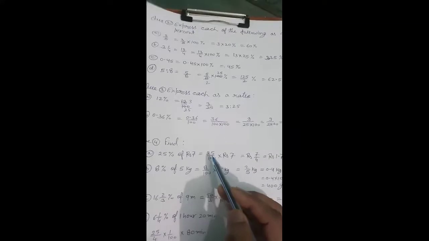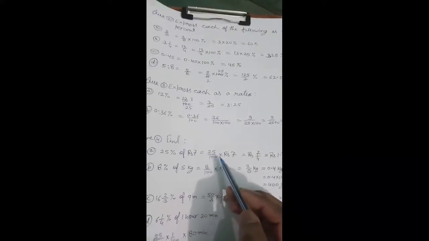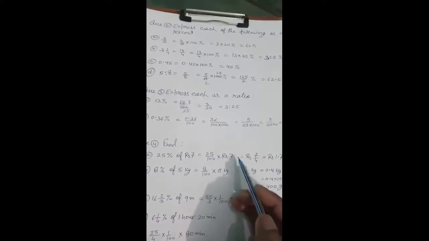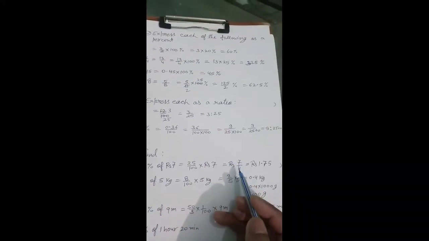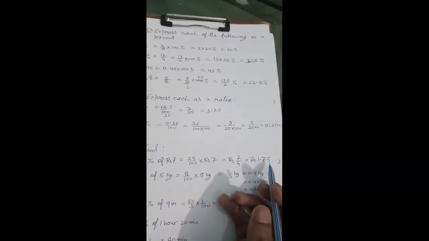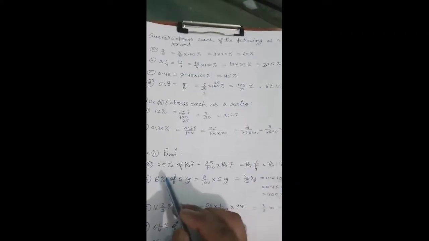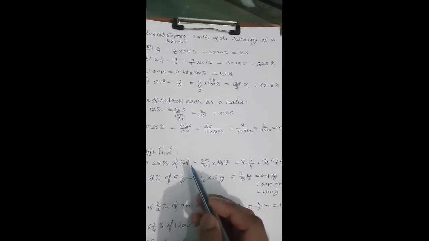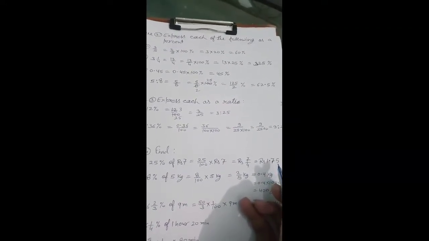Now 25 dividing 100 by 4 times. So you will get 1 by 4 multiplied by 7. So it will become 7 by 4 rupees. And when you solve 7 by 4, you will get 1.75. 7 is divided by 4, then you will get 1.75. That means 25% of 7 rupees will be equal to 1.75 rupees. Is this clear?